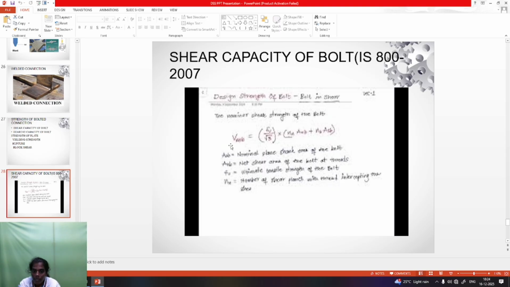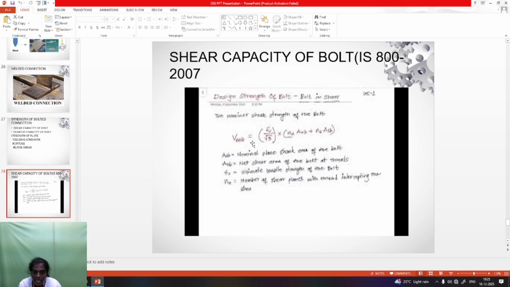So this is the nominal shear strength. First the nominal shear strength is calculated. After dividing by the partial safety factor, you get the design shear strength. This is the procedure for calculation of shear capacity of bolt based on IS 800 2007.